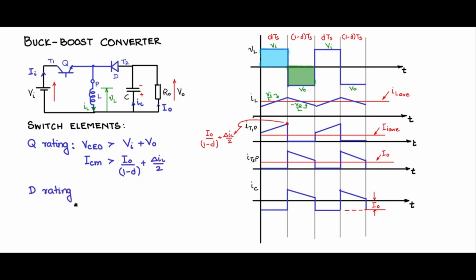The D rating, similarly: we can find out the peak inverse voltage across this. When the diode is off, T2 is at minus V0, and the pole, because Q is conducting, is at Vi. So the peak inverse voltage is Vi plus V0, and the rating should be greater than that. For IDM, the peak current is the same as this, I0 by 1 minus D plus delta IL by 2. And you can find out from the current wave shapes here the average and the RMS values also, if needed.